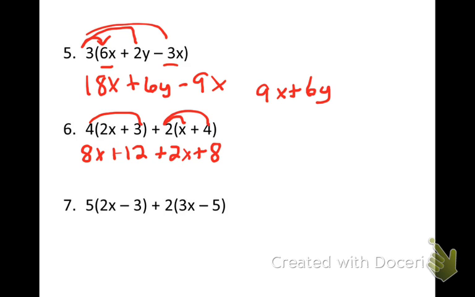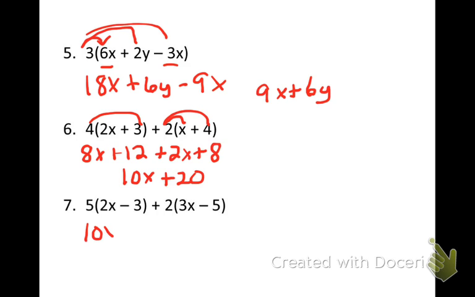Now notice I have like terms. 8x plus 2x would be 10x. And remember, it's the sign in front that goes with it. Here we don't have to worry because they're all positive, but it's going to cause problems sometimes. 12 plus 8 would be 20. These are not like terms, so I cannot put these two together.